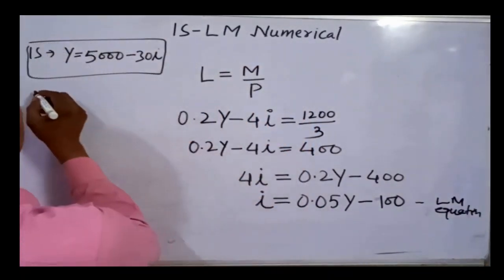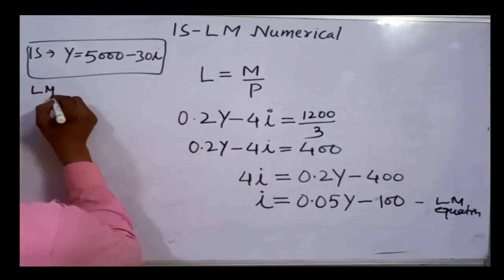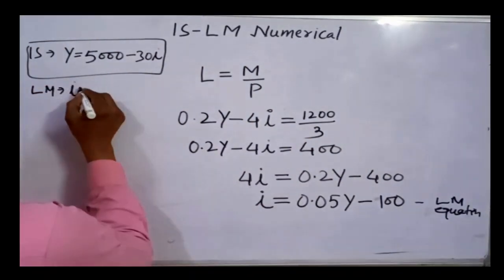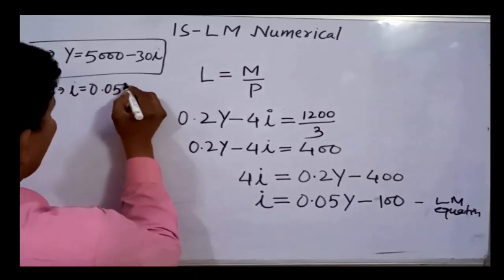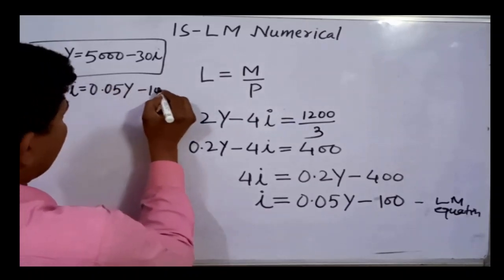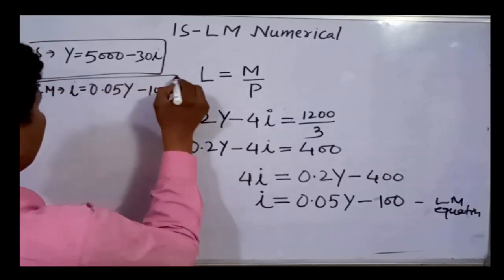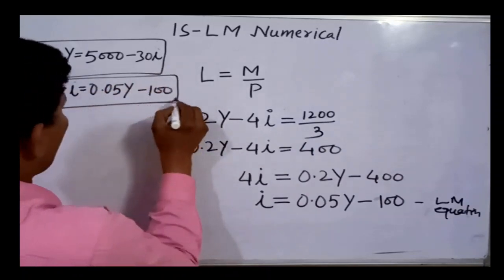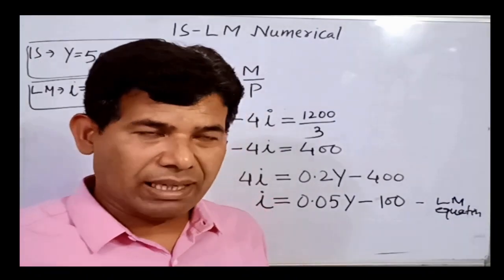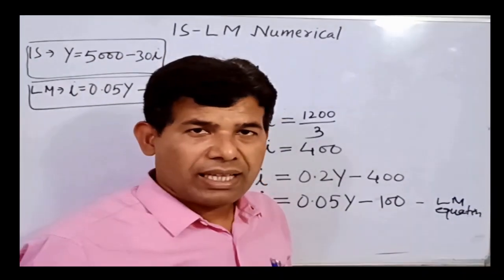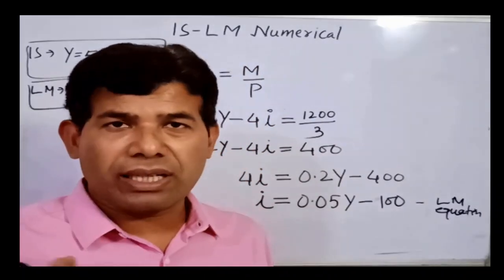So I write here the LM equation to be what? I is equal to 0.05y minus 100, right? So we have been able to derive the IS equation and the LM equation. Is it clear? How do we derive the IS equation and the LM equation?